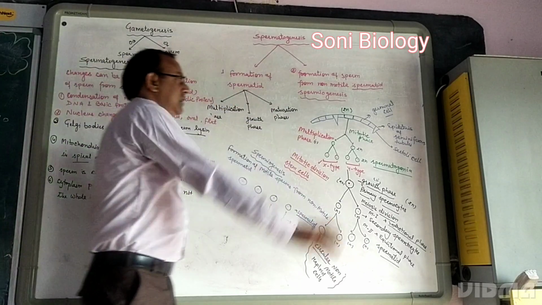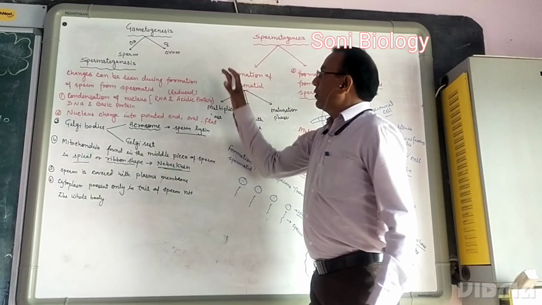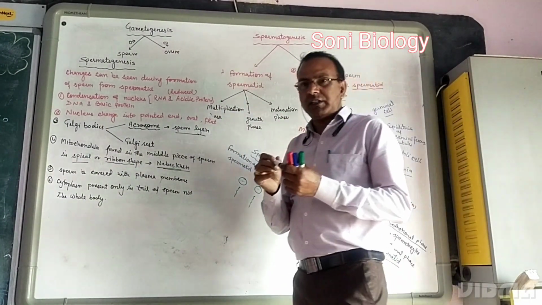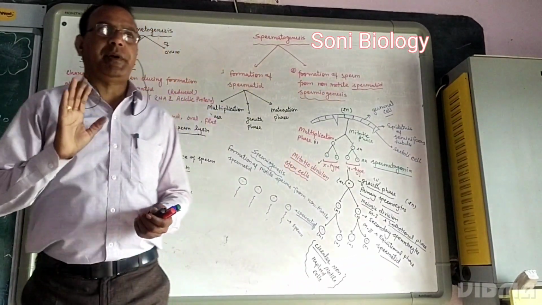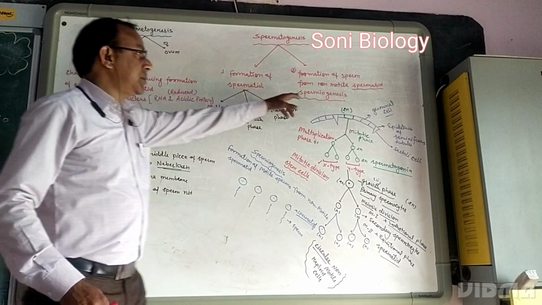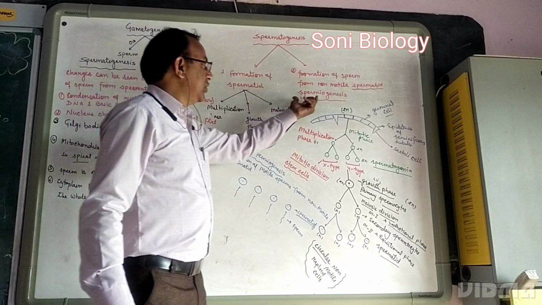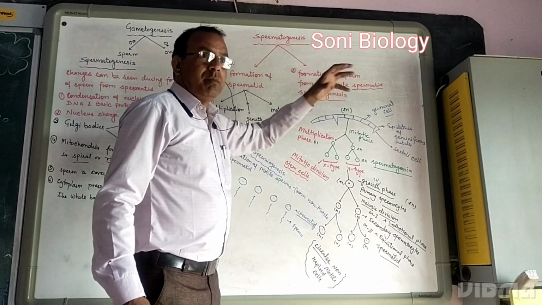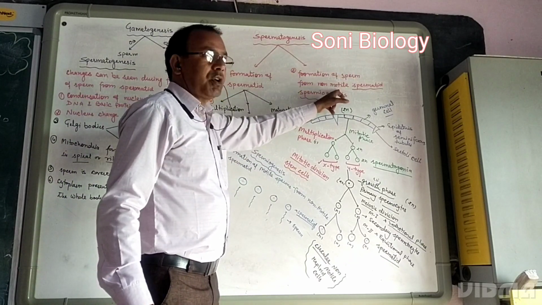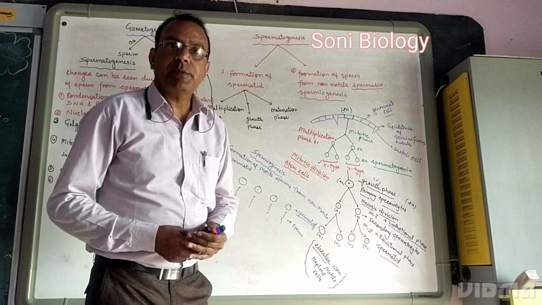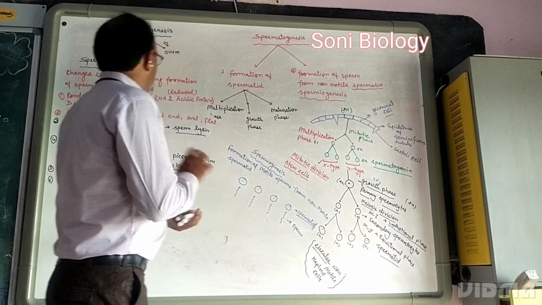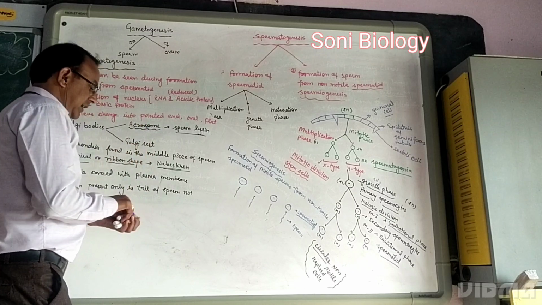This whole process is known as spermiogenesis. What is spermatogenesis? Formation of sperm is called spermatogenesis. Then we have seen spermiogenesis. What do you mean by spermiogenesis? Formation of motile sperm from non-motile spermatid is called spermiogenesis.